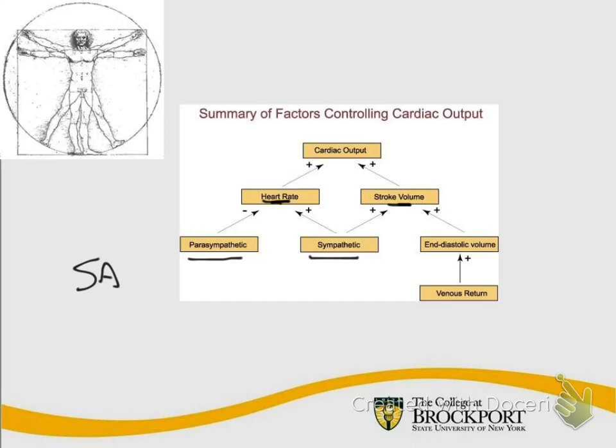End diastolic volume is controlled by venous return. It's controlled by the amount of blood that returns to the ventricle. So the left ventricle receives blood from the pulmonary vein, and the amount of venous return is really going to influence end diastolic volume, and that has a direct influence on stroke volume. So you know if you put more blood into the heart, it pumps more blood out.